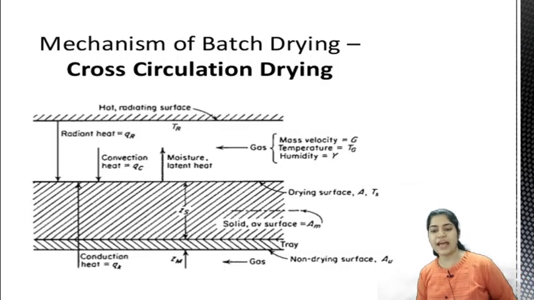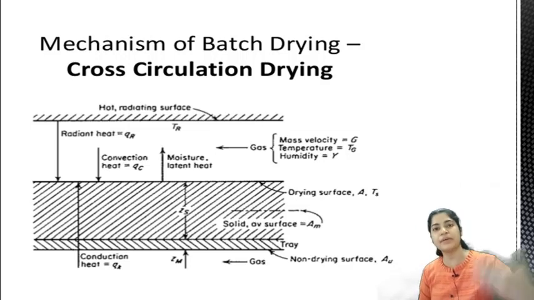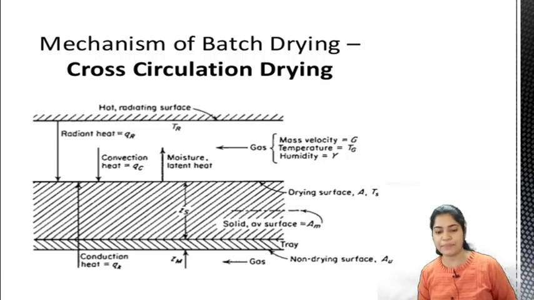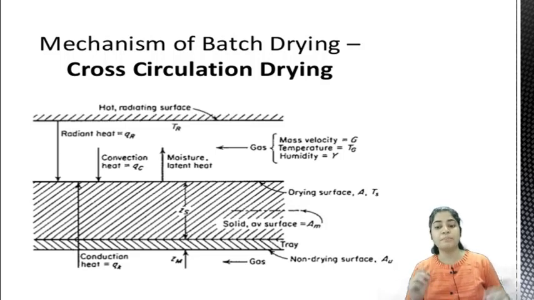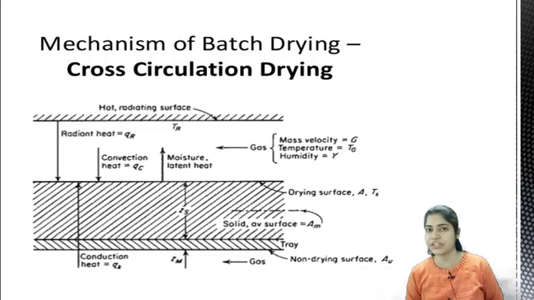So this is the mechanism of batch drying via cross circulation drying. In cross circulation you can imagine your gas flowing horizontally and the vapors coming out vertically. Here a hot radiating surface is given. Radiation heat transfer would be QR, and convection heat transfer is QC, from air to the liquid surface. Then conduction, if your tray is also heating, will happen from solid to solid. But here we are assuming that radiation heat transfer and conduction heat transfer are negligible.